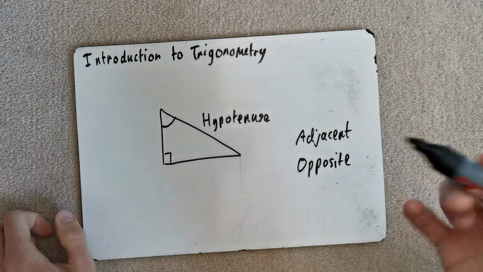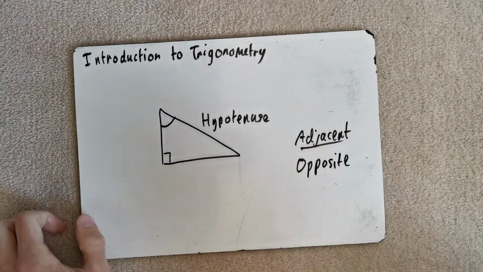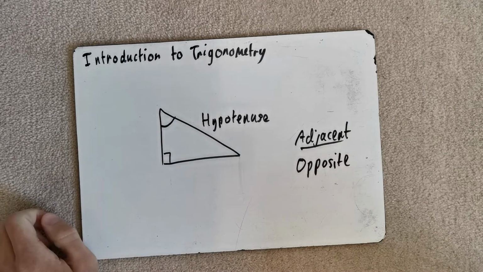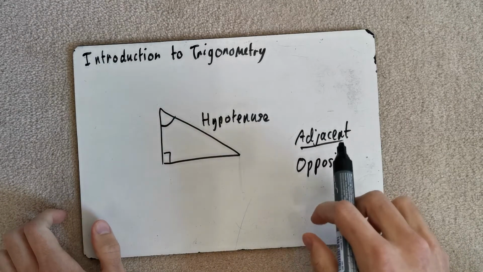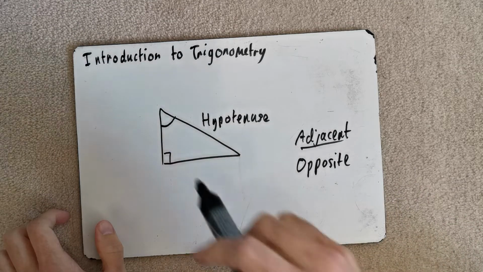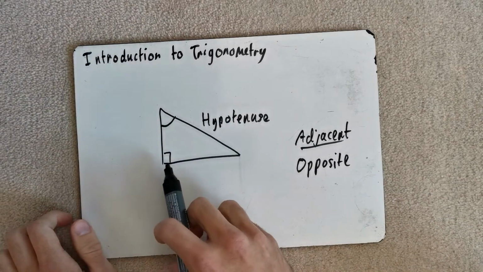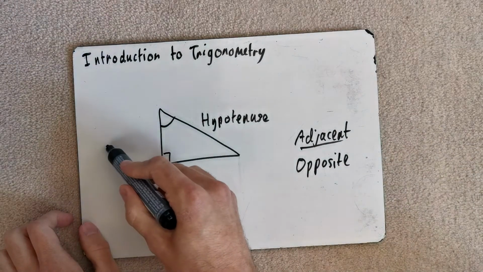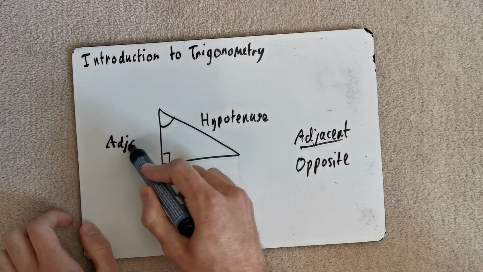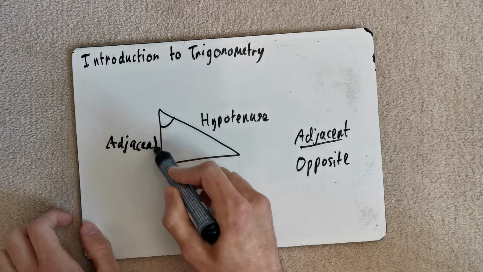Now, adjacent. If you look in the dictionary, you'll see that adjacent essentially means next to. So, the adjacent is the side that is next to both of the angles. Okay, so there's both of the angles. Which side is next to both of the angles? Well, it's this one. Okay, so that is our adjacent.